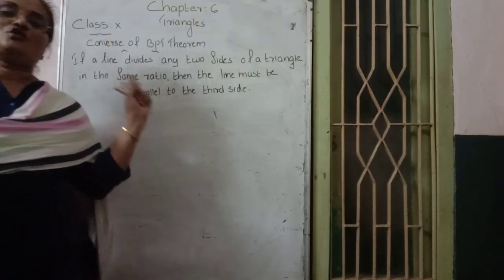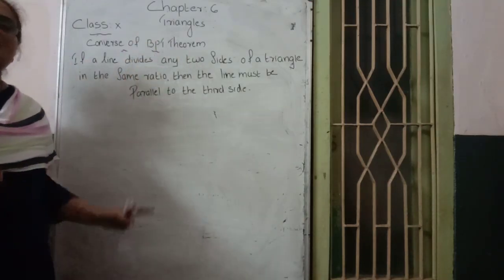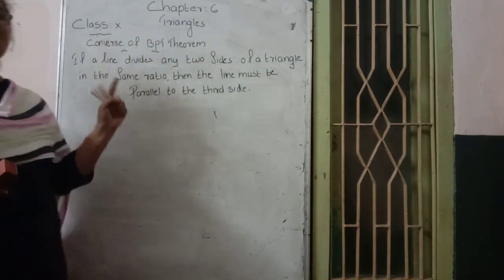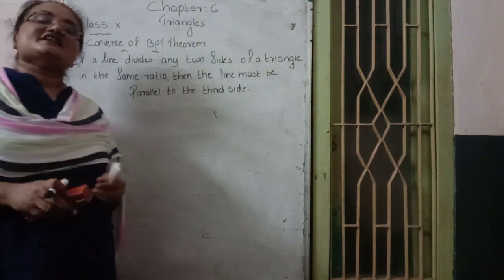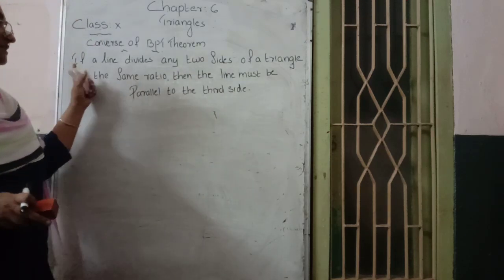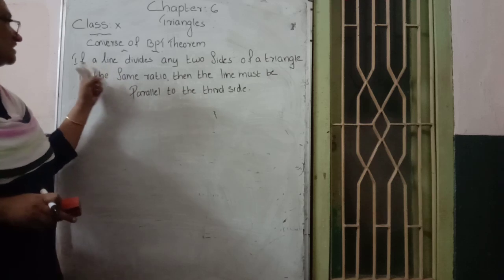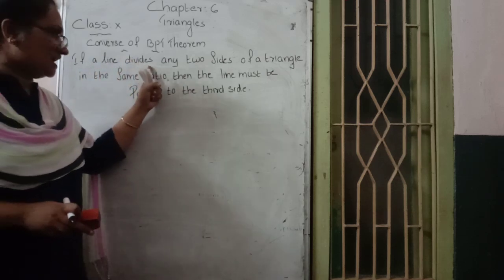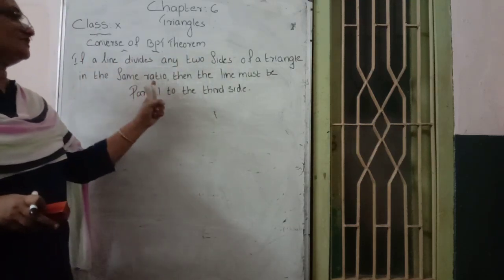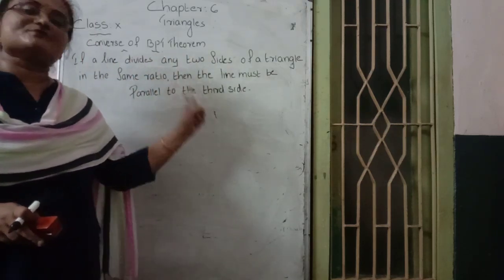Hi students, now we are going to discuss chapter 6, triangles: the converse of the BPT theorem. Last class we discussed the BPT theorem. The converse of the BPT theorem states that if a line divides any two sides of a triangle in the same ratio, then they are divided in the same ratio.